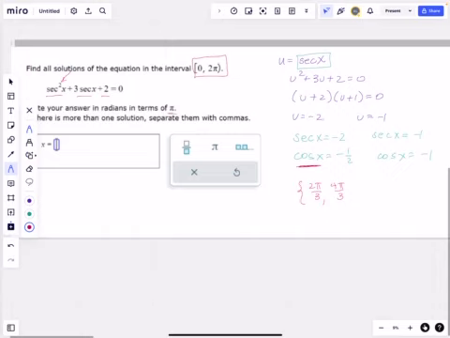And then if we're thinking about the second equation, where's the x value -1? Well, that happens only one place, and that's at pi. And that would give you your solutions here for this example.